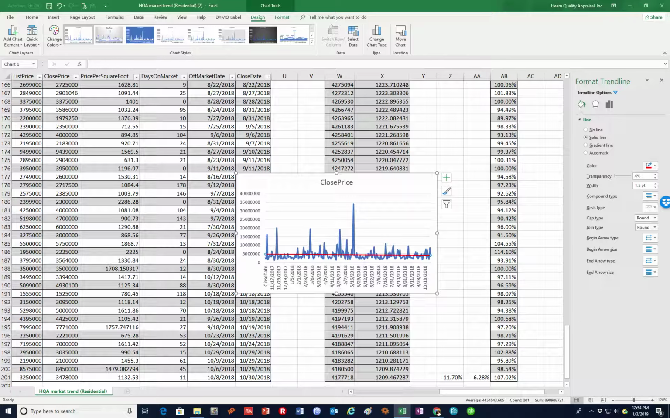These high points, I mean, 1, 2, 3, 4, 5, 6 really high sales. We could probably take those out and normalize the data, but I'm not going to do that right now. So that's sale price.